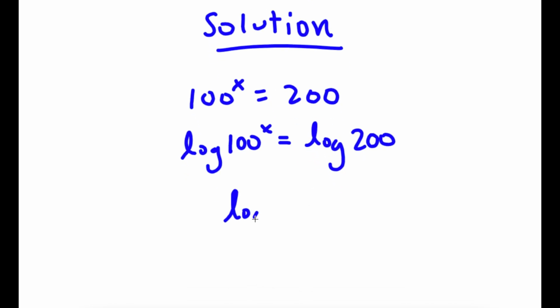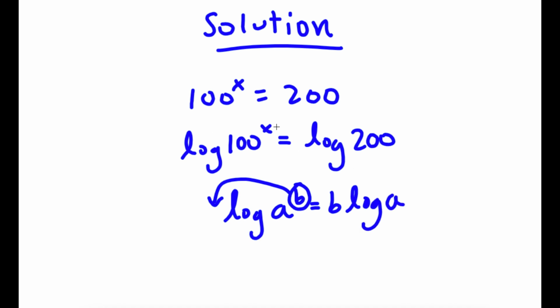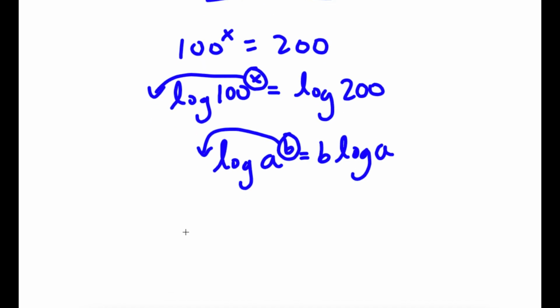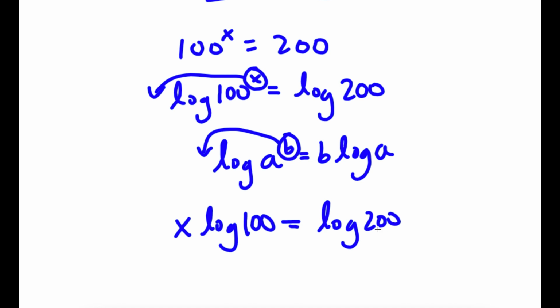Now if I have something in the form log a to the power of b, this is the same thing as I can actually move this exponent b to the front. So this is going to equal b times log a. So in this case, log 100 to the power of x, I can move x to the front. So now I have x times log 100 is equal to log 200.